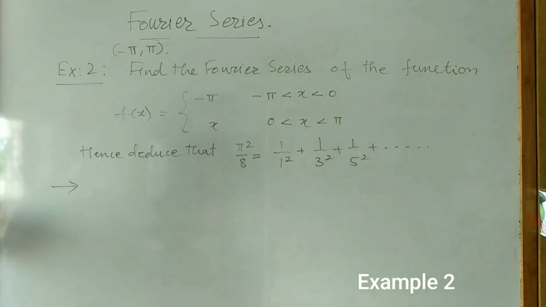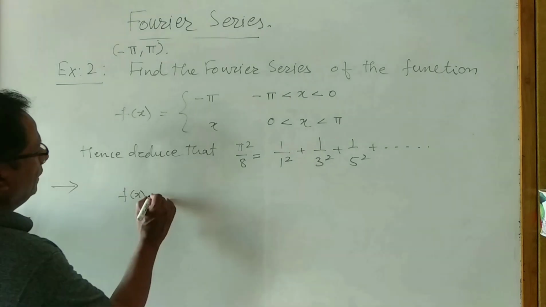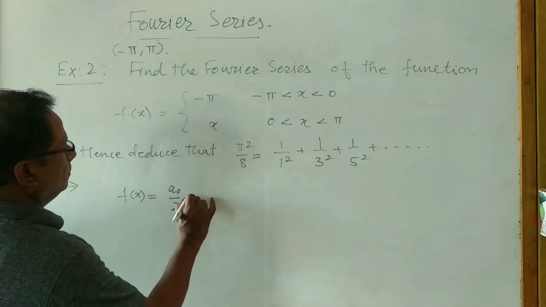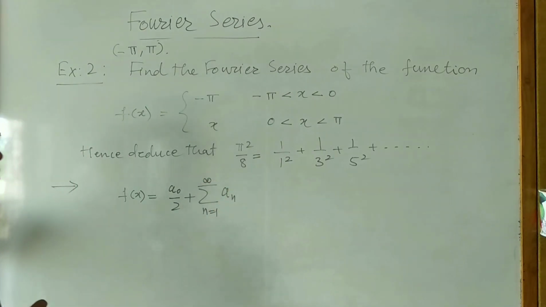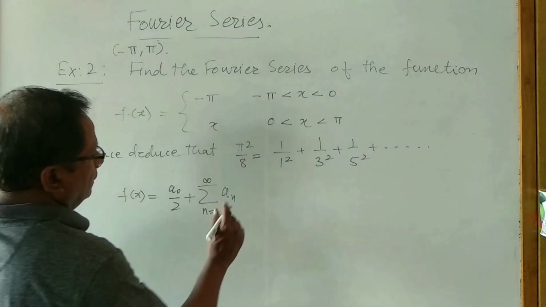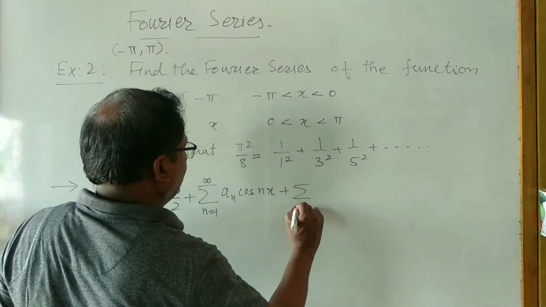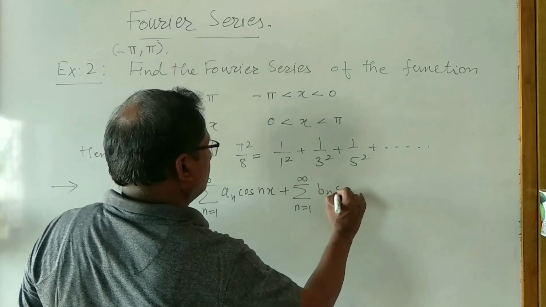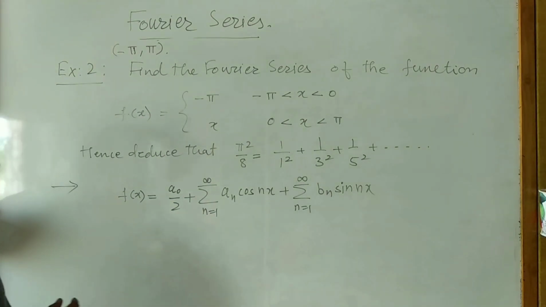So in this example we see that the interval of definition is minus pi to pi. So the Fourier series of the function f of x in this case is given by a0 by 2 plus summation n varies from 1 to infinity an. Here the period is 2 pi, so L is pi. So cos n pi x upon L means cos nx, plus summation n varies from 1 to infinity bn into sin nx. So one by one we will calculate a0, an and bn.